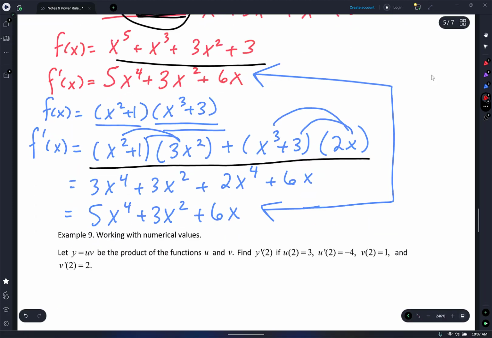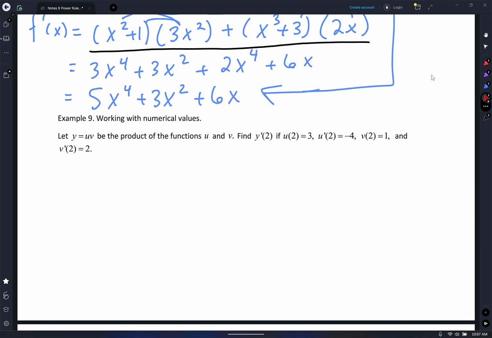All right, here we go. This time they force us. It says let y equals uv be the product of the function u and v. Find y prime of 2. And they give us all these values. I'm going to go slow. So I'm going to write y equals uv. So I'm going to write y prime equals, I'm just doing the rule right now. I'm not plugging anything in.